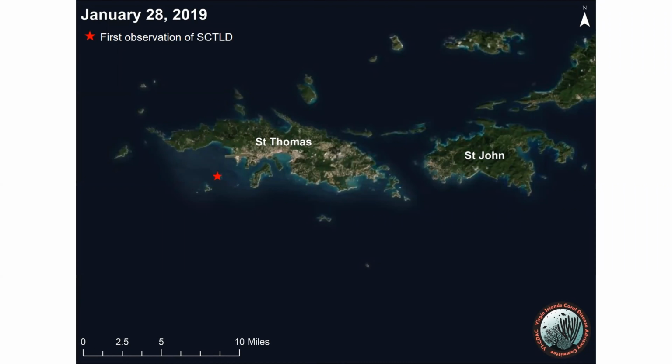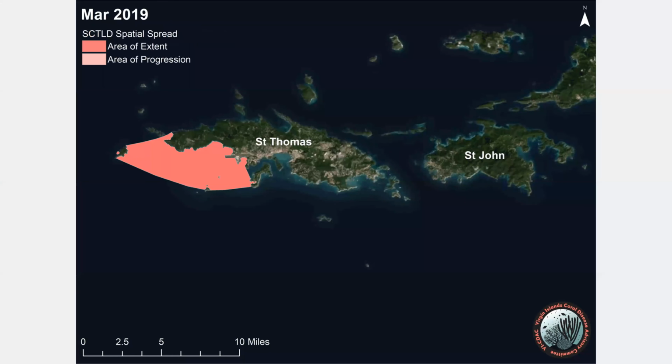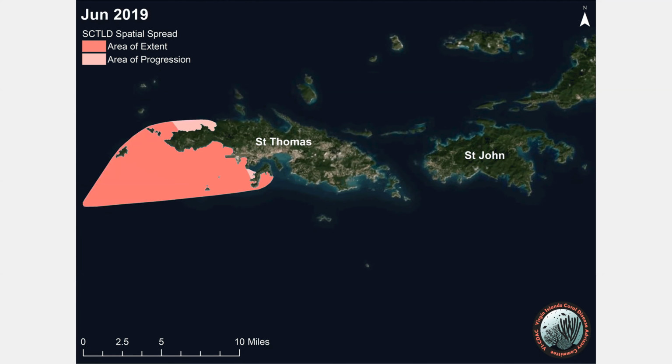Stony coral tissue loss disease was first observed in the United States Virgin Islands at the end of January in 2019. Initial documentation came from the red star on the south side of St. Thomas, which denotes Flat Cay reef. Since then, aggressive monitoring has mapped the geographic expansion of this disease throughout the territory.